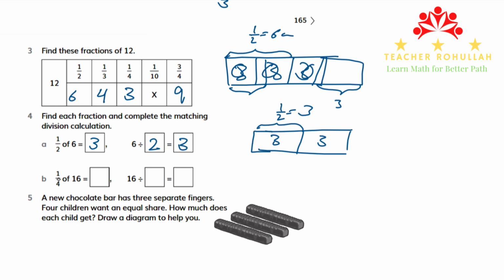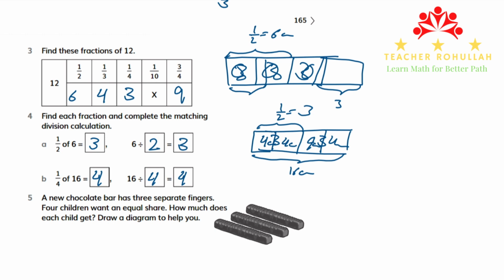In part B, we have 1/4 of 16. Now, if the whole strip here is 16 centimeters, 1/4 of it, if we cut it into 4 equal parts, each part will be equal to 4 centimeters. And 1/4 of 16 is equal to 4 centimeters. And again, here the matching division will be 16 divided by 4 equals 4. You know, the division here for 16 divided by 4 is very easy. We are done with question 4 also.